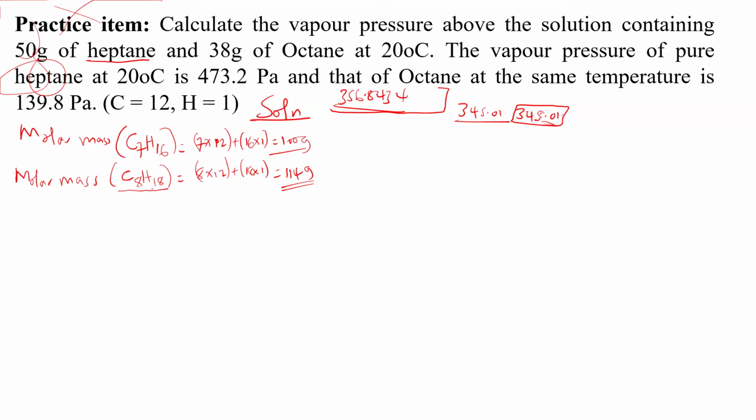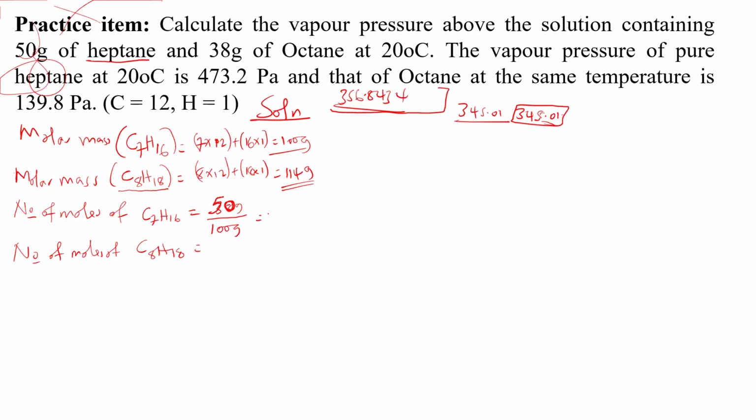We divide. For heptane you will get 50, and for octane 38. We are looking for the number of moles now. We first get the number of moles of octane, and then the number of moles for heptane. The number of moles is equal to mass over molar mass. So 50 divided by 100. What is the answer?